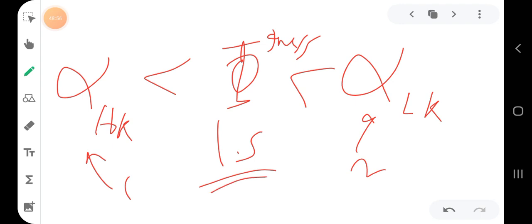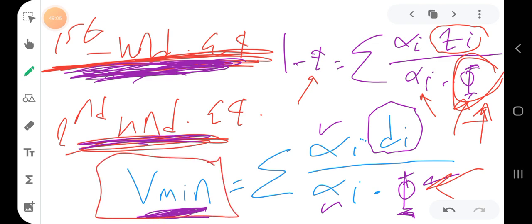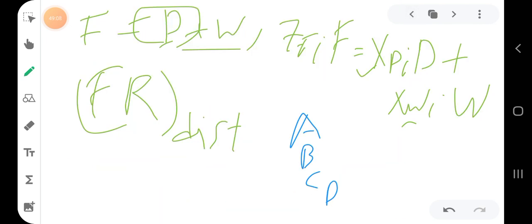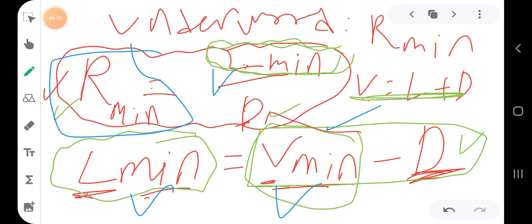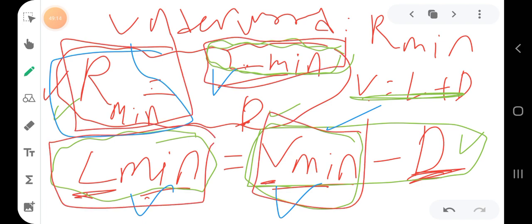Once you get this phi, you put it here in order to get V minimum. Once you get this V minimum, you can get N minimum. Once you get this N minimum, you can get R minimum. That's it. And once you get the R minimum, this is our target. That's it for the Underwood equation.